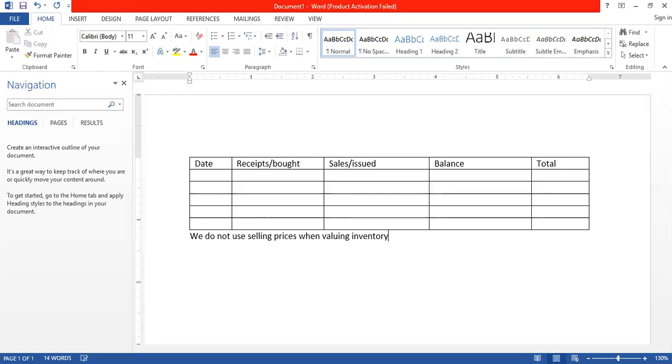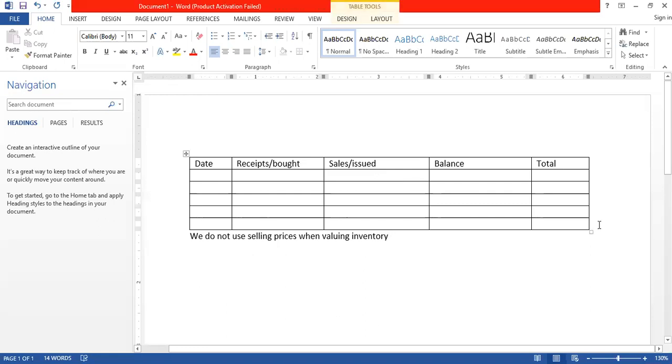So what does this mean? We can see that we have sales here, and we are given sales amounts, but that does not mean that we have to use our sales amount when it comes to inventory valuation. So we only use our cost.